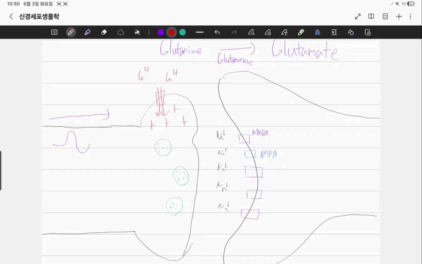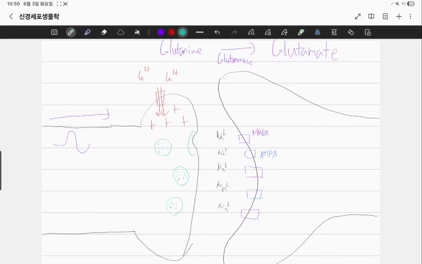Then when it is very positive, the vesicles that contain glutamate bind to the outer part of the neuron and release it by a process called exocytosis.